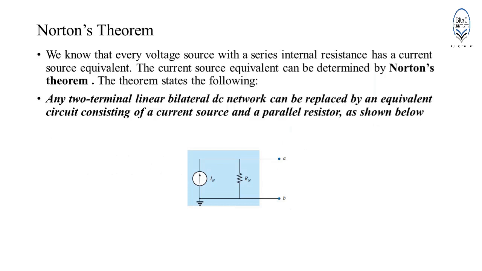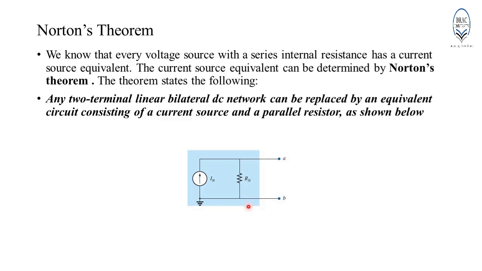Norton's theorem. We know that every voltage source with a series internal resistance has a current source equivalent. The current source equivalent can be determined by Norton's theorem. According to the theorem, any two-terminal linear bilateral DC network can be replaced by an equivalent circuit consisting of a current source and a parallel resistor as shown below.